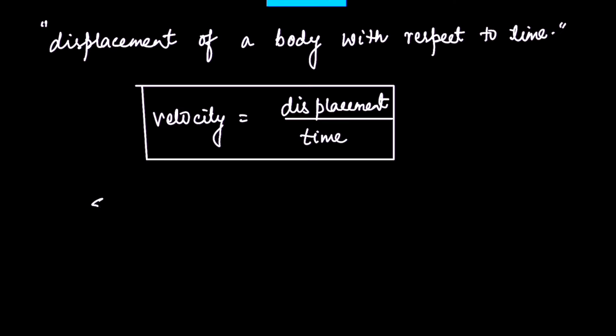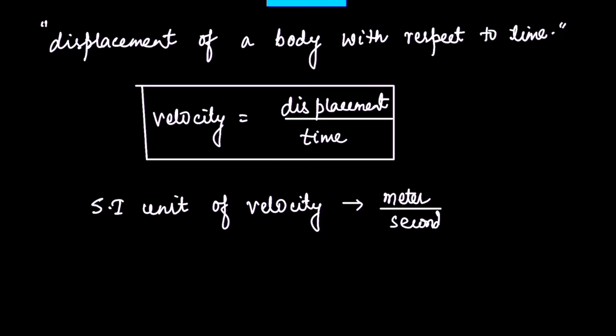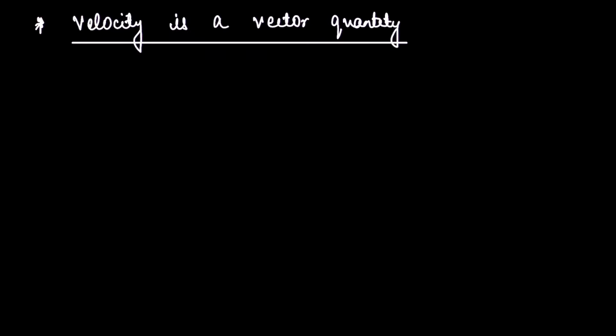So what is the SI unit of velocity? It is equal to meter per second, because displacement SI unit is meter and time is second. It can be written as small m divided by s, or ms minus 1. Velocity is a vector quantity. Because displacement depends upon direction, so displacement is a vector quantity, and when the velocity is displacement by time, it means that velocity should follow the direction.